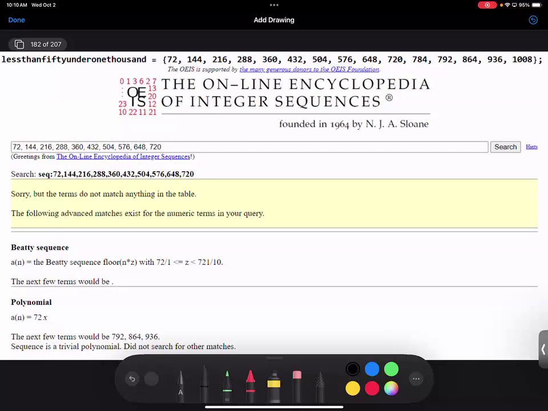The following advanced matches exist for your query. It's the Beatty sequence, the floor of n times z, with 72 over 1 is less than or equal to z is strictly less than 721 over 10. And the next few terms do amazingly match the next few terms in the sequence that I have. Do you notice anything interesting about the number that arises here?